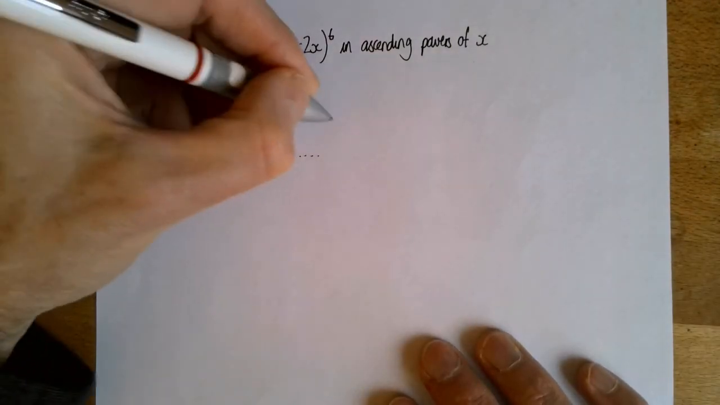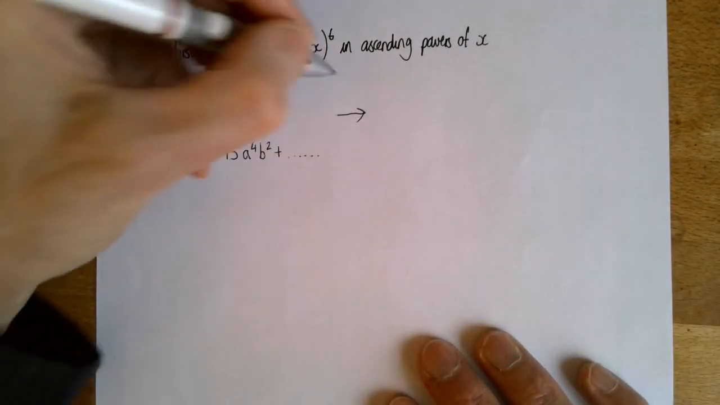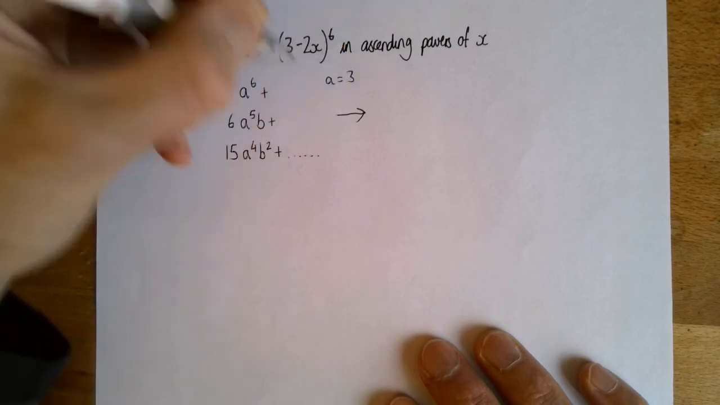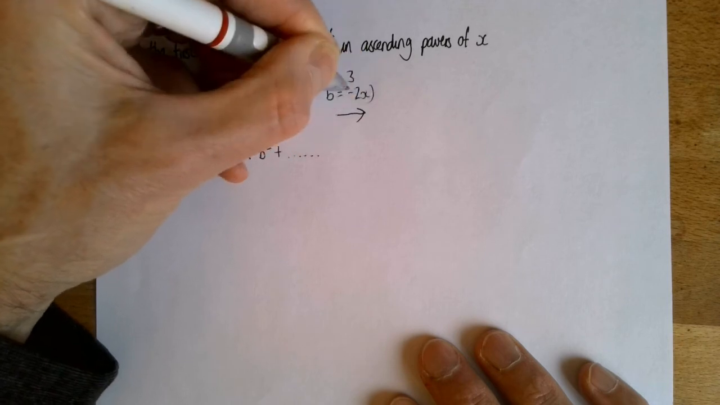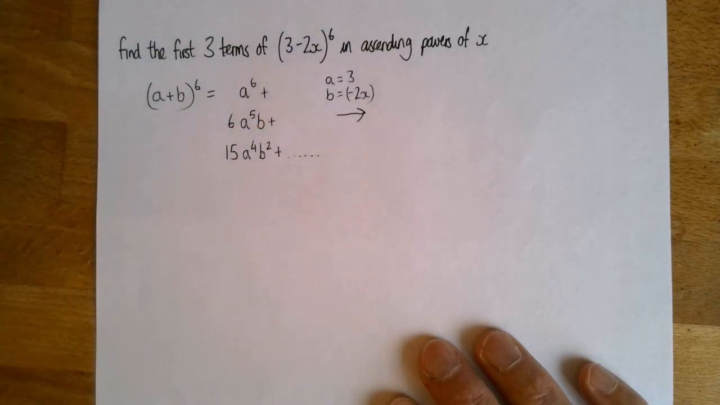Okay, so now, next step, I'm just going to replace a with 3 and b with minus 2x. And again, alarm bells should be ringing. Go on, see if you can bring this one home.